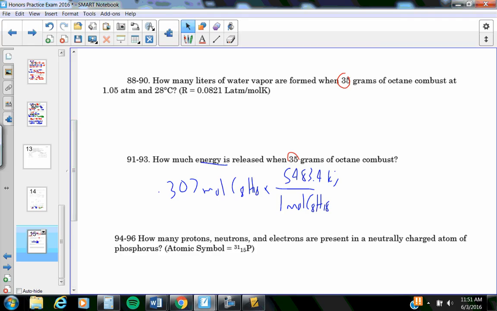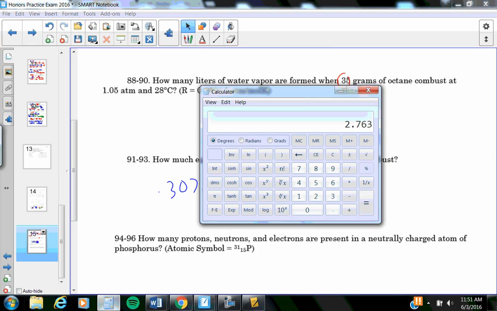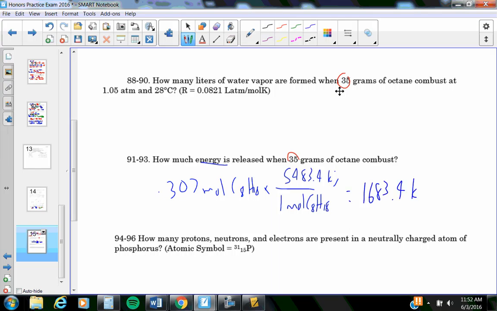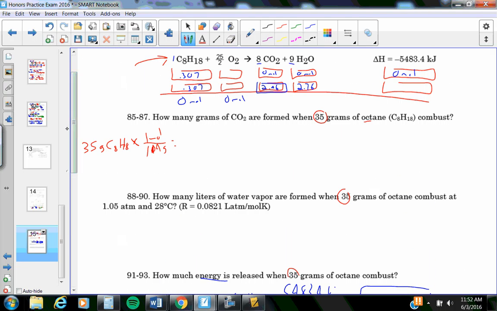0.307 times 5483.4, that's going to be 1683.4 kilojoules. That one's done. 1683.4. How about the next two?